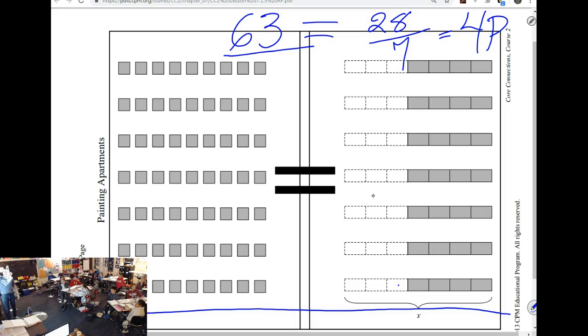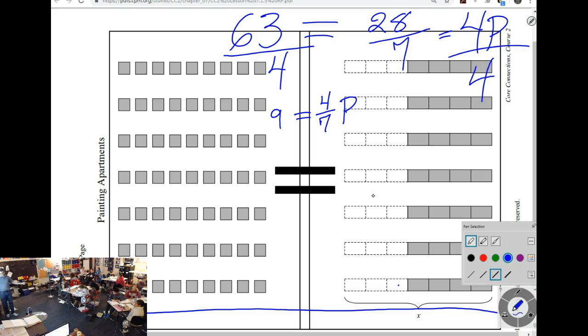So instead, because we need to divide by four, we can now divide by four, and somebody said you get 15.75. That's the same as setting up 4/7 P equals 9. And then you divide by 4. And then multiplying by the reciprocal.